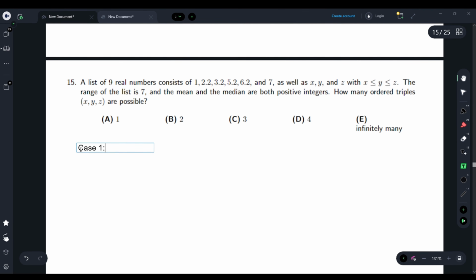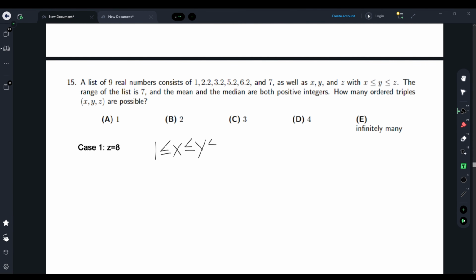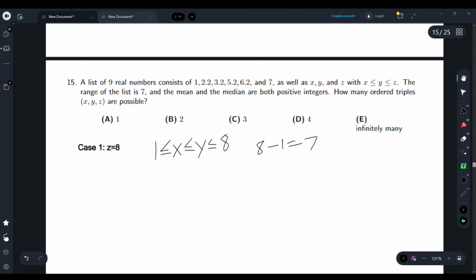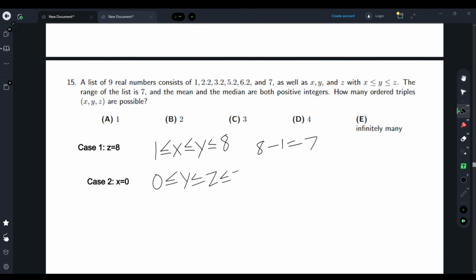So case 1, z is 8. If z is 8, then we have 1 is less than or equal to x is less than or equal to y is less than or equal to 8. And this satisfies that the range is 8 minus 1, which is equal to 7. Now, case 2. x is equal to 0. If x is equal to 0, then 0 is less than or equal to y is less than or equal to z is less than or equal to 7.